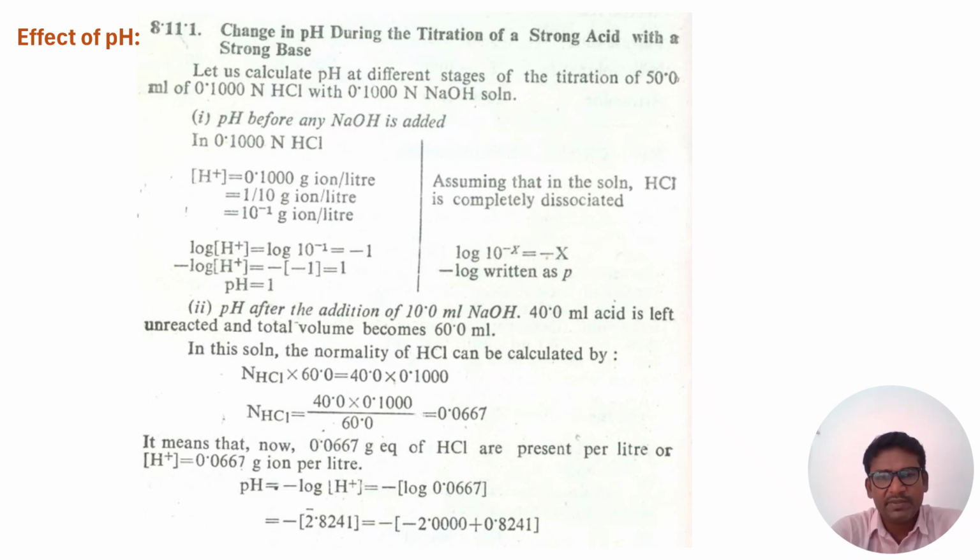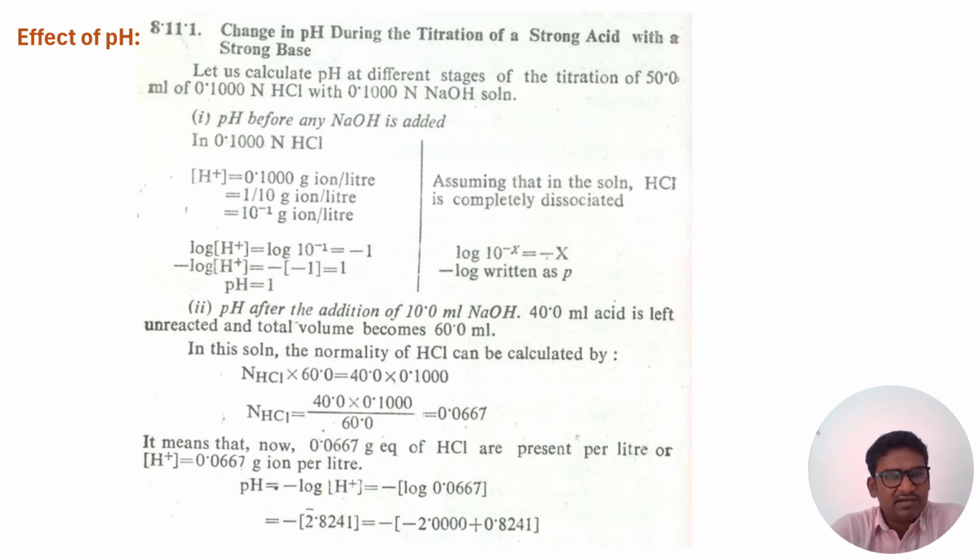So what is the formula for pH? Let us take logarithmic equations. Log H plus is equal to log 10 to the power minus 1, that is equal to minus 1. So take the negative on both sides. Negative logarithm of H plus is equal to negative of minus 1, so minus 1 into minus 1 gives plus 1. So the pH is 1. Now what we understand is the pH before any NaOH is added is 1, which is highly acidic in nature. Now we will calculate the pH after the addition of 10 ml of NaOH.